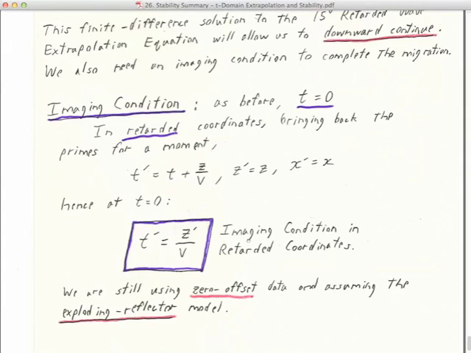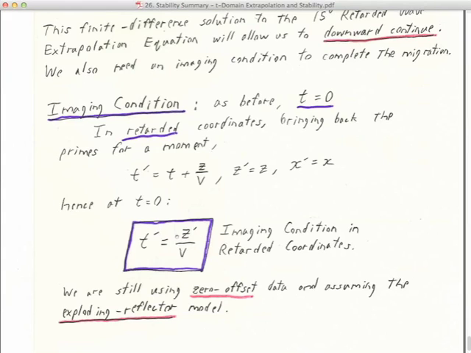And it's the imaging condition that we'll use to get our retardation. Let's look at that, right? As before, we're going to use t equals 0. But we've got to put everything in retarded coordinates. So bringing back the primes for a moment. We have the retarded t prime is equal to t plus z over v, right? So time is not time, it's retarded, and then we have z prime equal to z and x prime equal to x. So at t equals 0, that's the unprimed t, that means that t prime is equal to z prime over v. So we have this slanted imaging condition in retarded coordinates, and I'll show you a plot of what this looks like in just a sec.